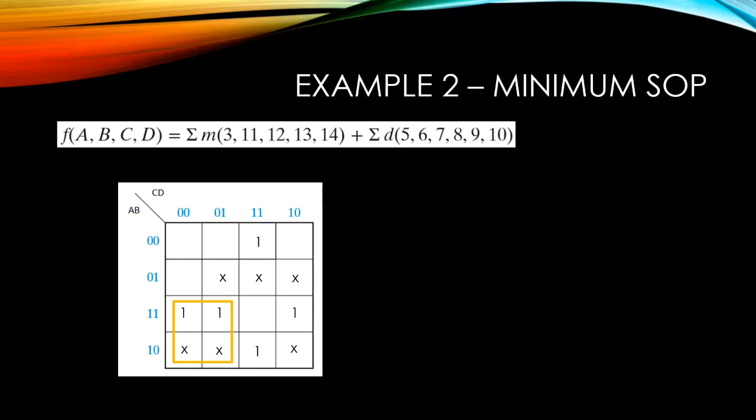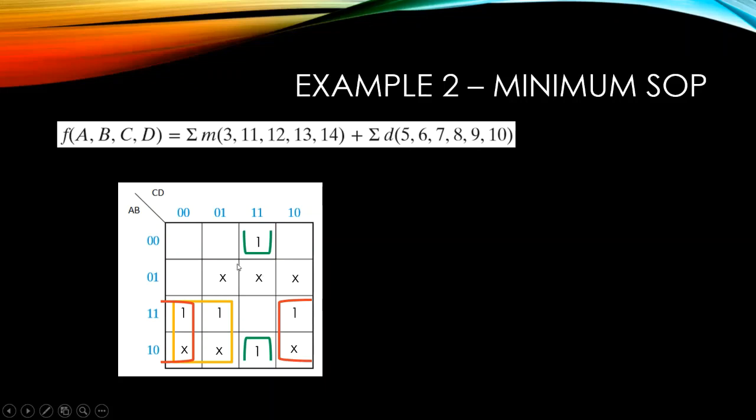Will it be a group of 2 or a group of 4? Group of 4, together with this unused don't care. And how about this one? Will it be a group of 4? Definitely not, because we are going to group this minterm with this minterm to have a group of 2. We're not going to use this don't care. Okay, prioritize with this minterm.